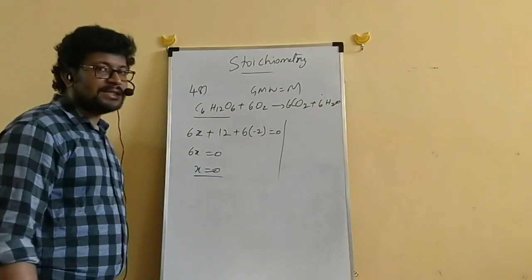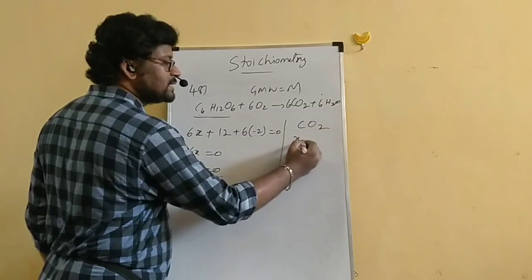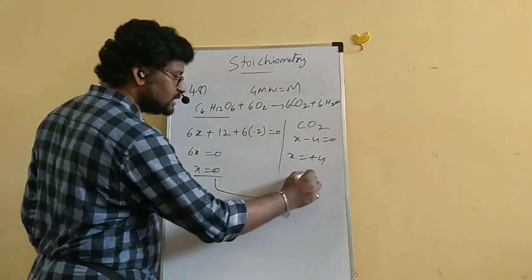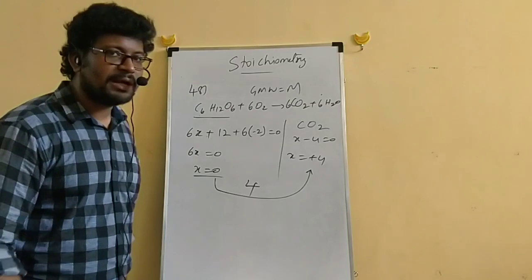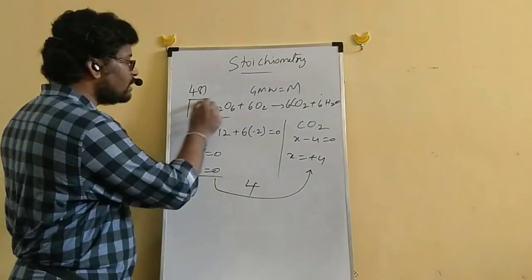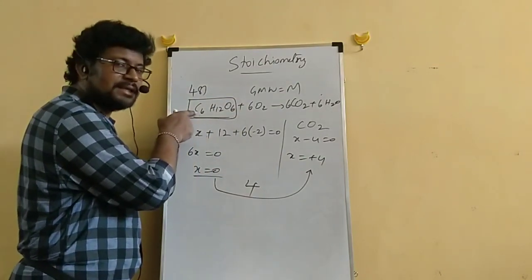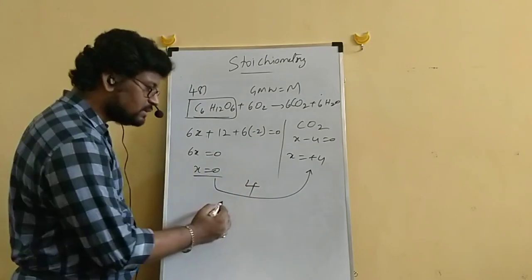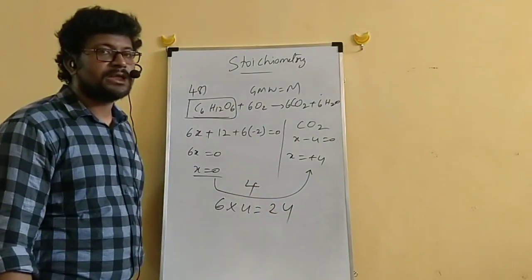On the right side, what is the oxidation number of carbon? Take carbon dioxide: x minus 4 is equal to 0, so x is equal to plus 4. The change in oxidation number is 4, for 1 carbon atom. But 1 molecule of glucose contains 6 carbon atoms. For each carbon atom the change in oxidation number is 4, so the whole change will be 6 into 4, which is equal to 24.